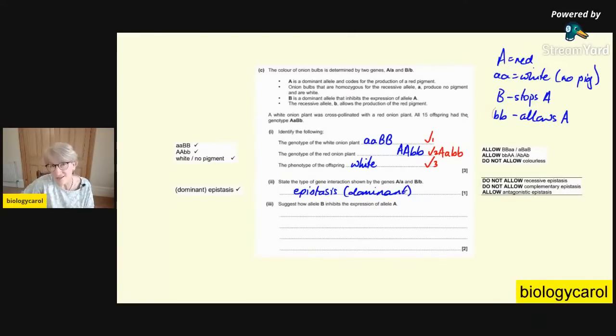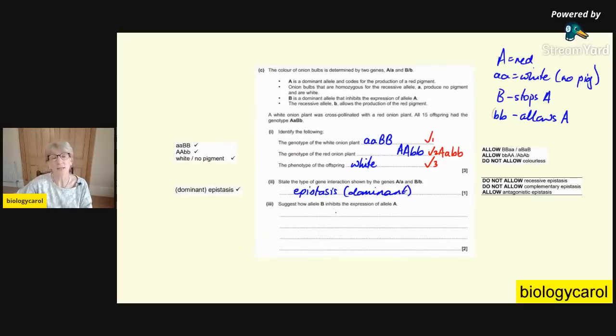Notice that if you put recessive epistasis, you didn't get the mark. Whereas if you just put epistasis on its own, they gave you the benefit of the doubt. So in this situation, you had to be sure that your description of the epistasis was correct.